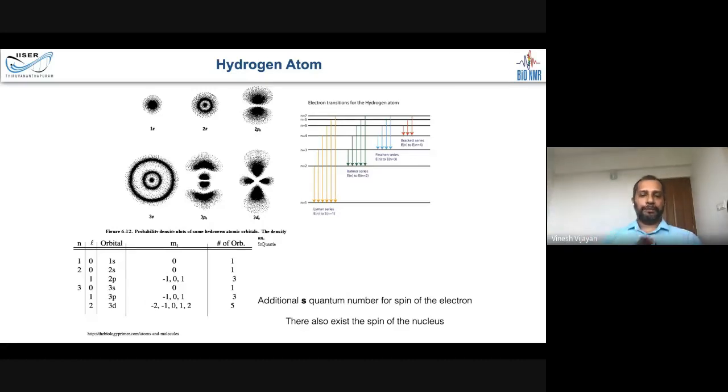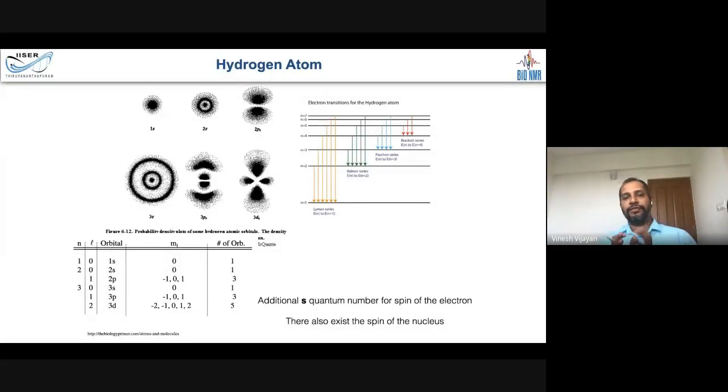Now we come to spin. Now we've talked about N, L, and M, right? The principal, azimuthal, and the magnetic quantum numbers. I told you L is an angular momentum, the orbital angular momentum quantum number. Now spin is also like an angular momentum. It has all properties of your L, the orbital angular momentum.